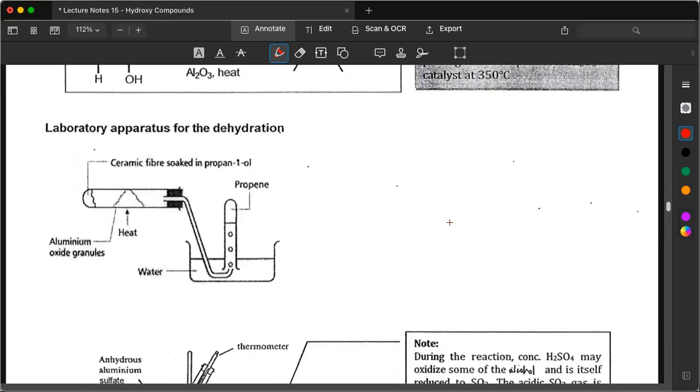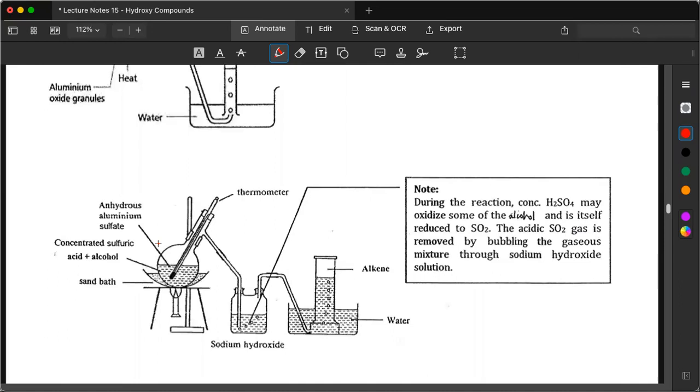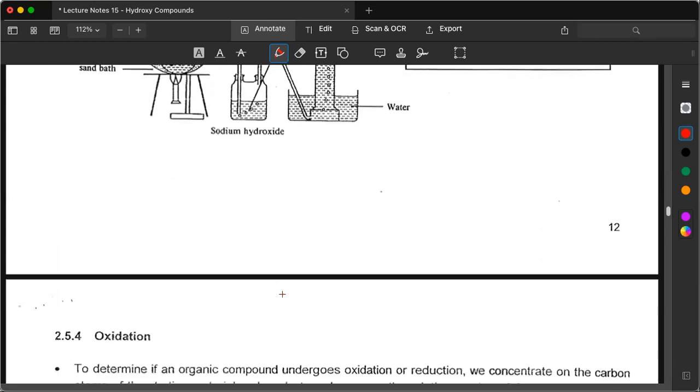So this diagram shows the laboratory apparatus for the dehydration. During the reaction, concentrated sulfuric acid may actually oxidize some of the alcohol, and is itself reduced to SO2. So it is important to remove the acidic SO2 by bubbling the gas through sodium hydroxide solution, so that the mixture to be collected will have no SO2 as best as possible.